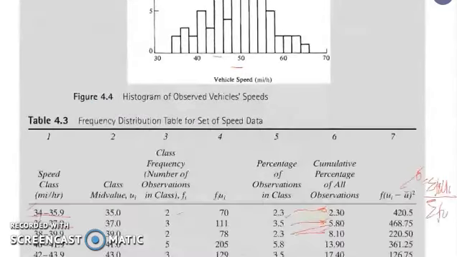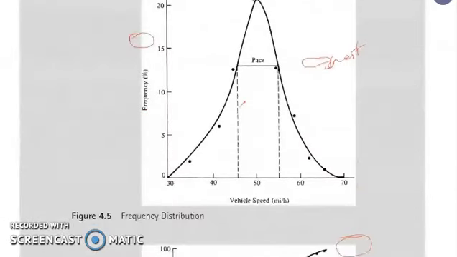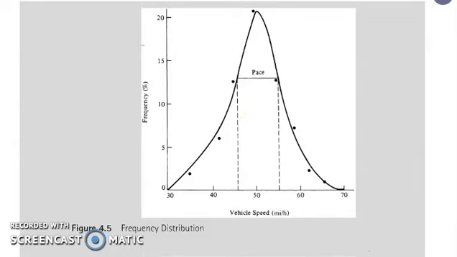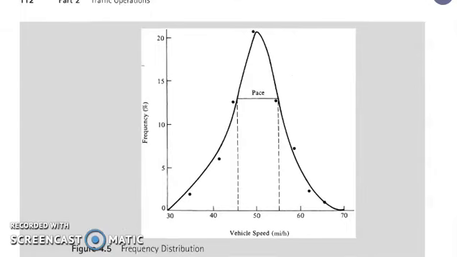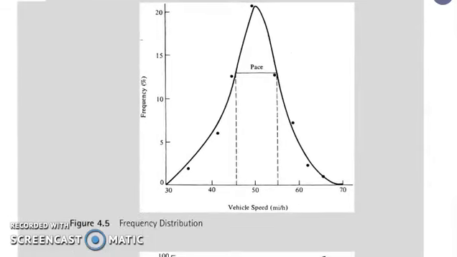Then afterwards, after you have drawn your histogram, you can now identify your frequency distribution curve. Basically, this will be a graph of the vehicle speed with respect to frequency. So you have to graph your vehicle speed with respect to the frequency based on our frequency distribution table. Then afterwards, you can have your cumulative distribution graph.